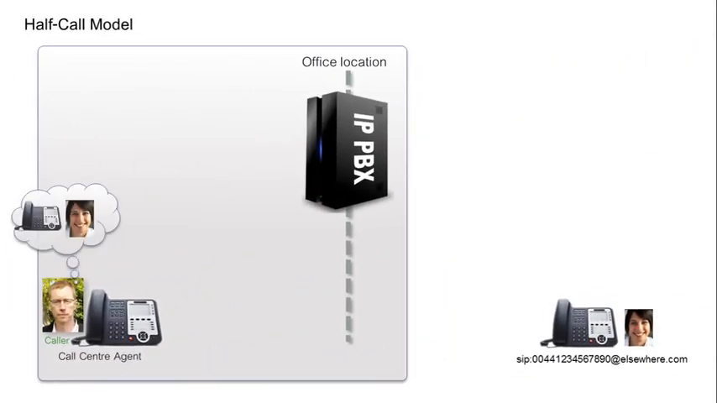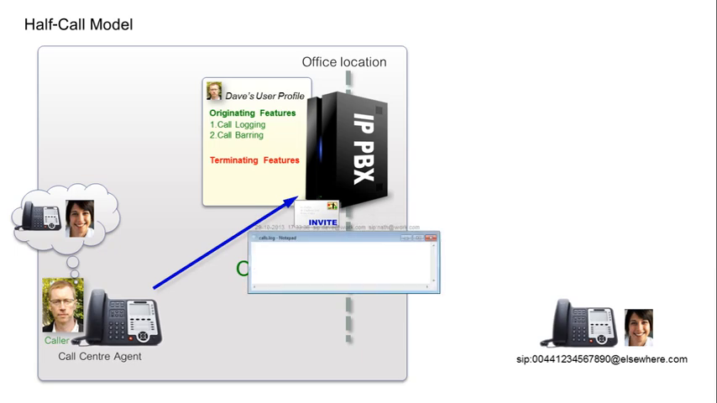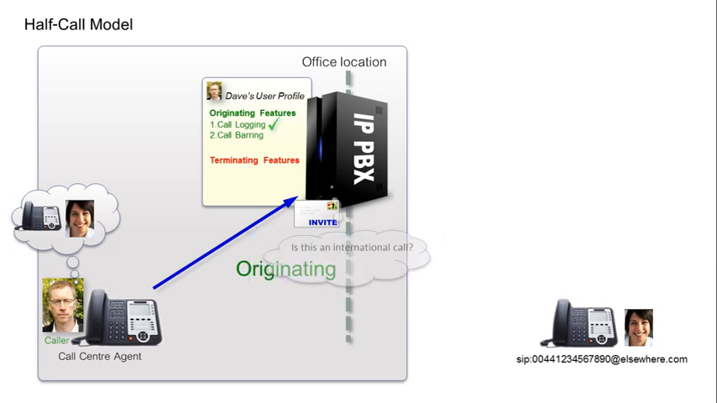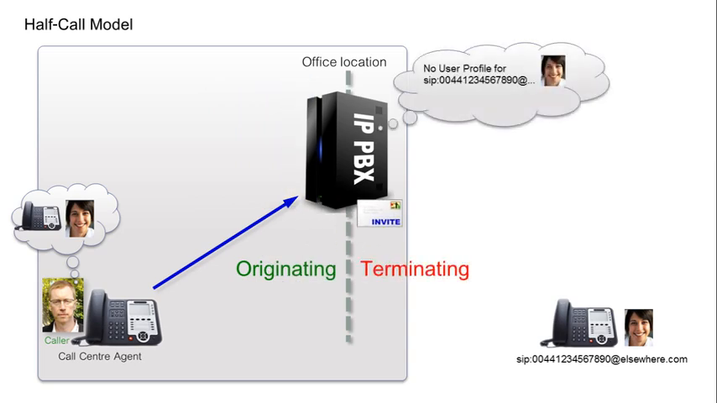Now, if Dave makes a call outside the office, well, the PBX applies Dave's sequence of originating features, call logging and call barring, then switching into terminating mode and finding no known user profile for the dialed party, well, no terminating features are applied and the call is routed directly downstream.